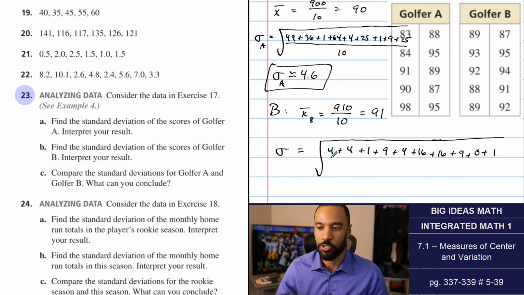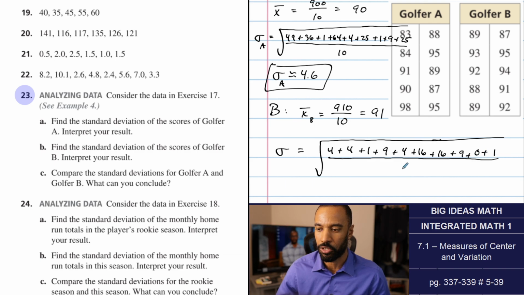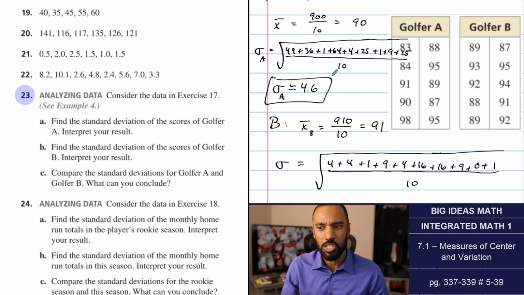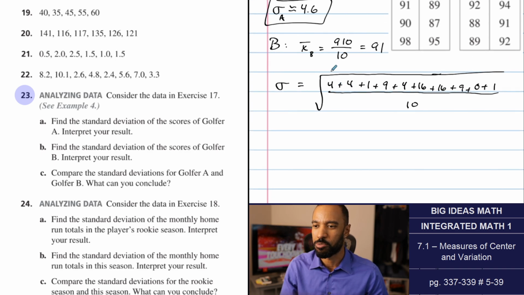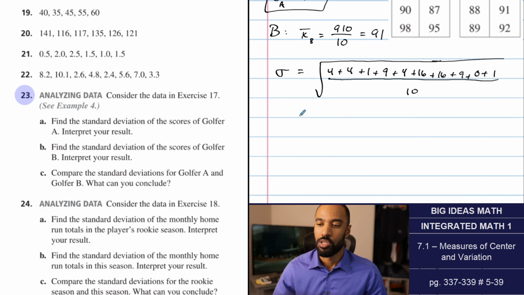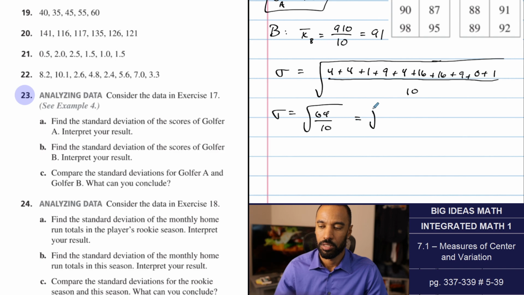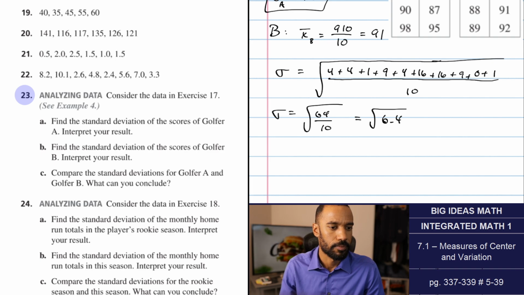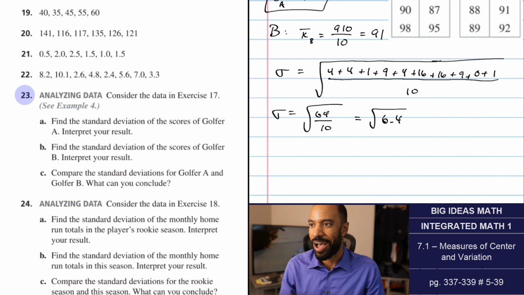Again, we're squaring the difference between those values. Hopefully it's making sense why I'm doing that. I'm going to do this one in my head here. 4, 8, 9, 18, 22, 38, 54, 63, 64. So square root of 6.4, 64 over 10. That's going to be somewhere between 2 and 3. Square root of 6.4 is 2.5 about.